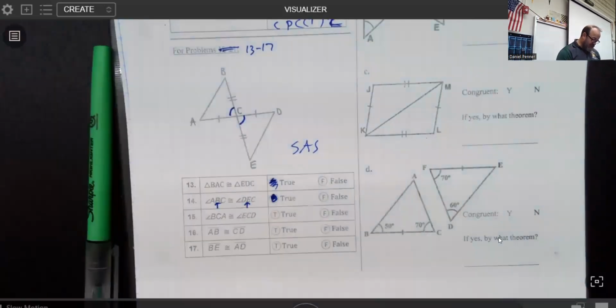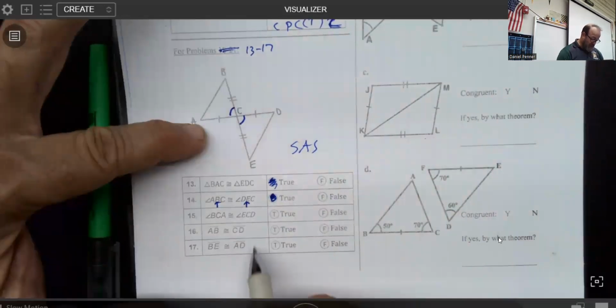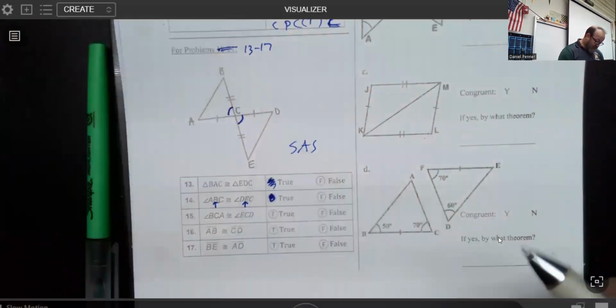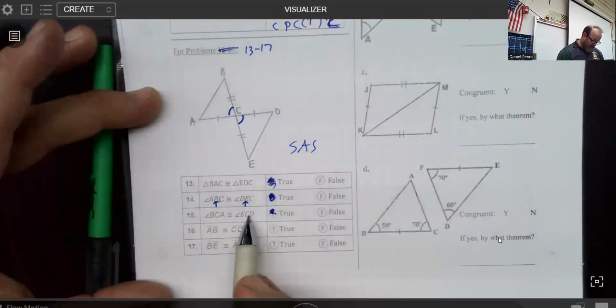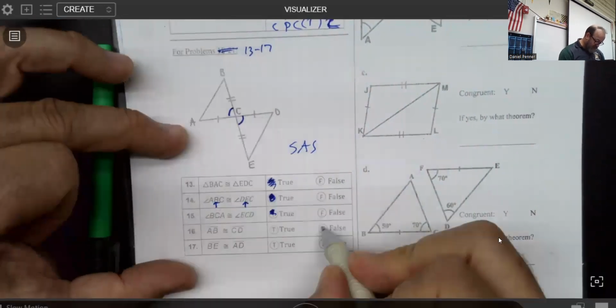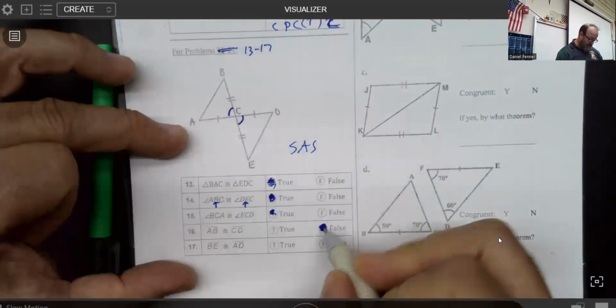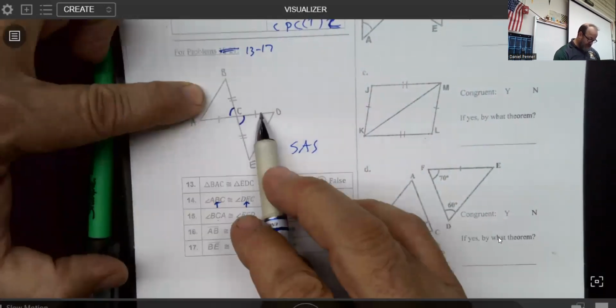Now we said BCA. BCA is the same as ECD. Again, that's true again. Because of vertex C here and here. AB is the same as CD. Well, that was screwed up. We did not have that order correctly. So AB is definitely not the same as CD. And how about BE?